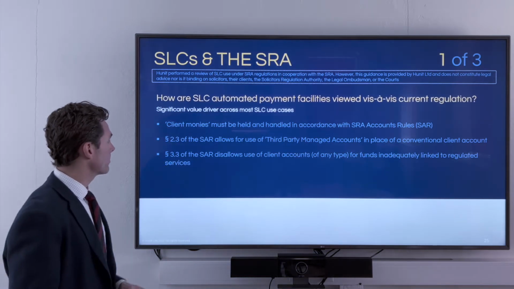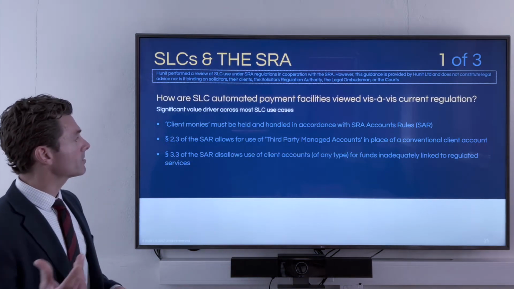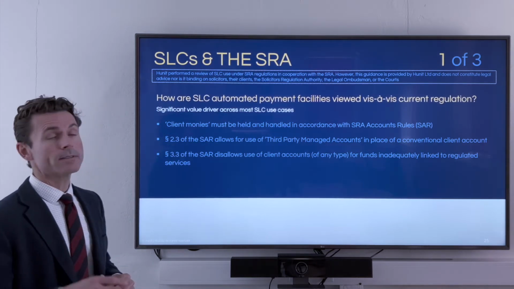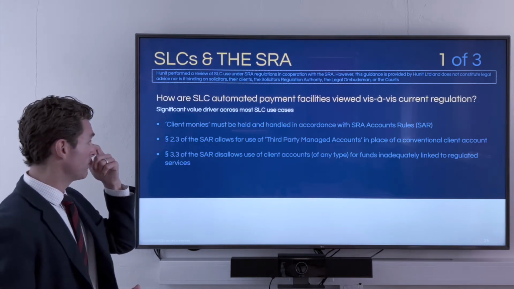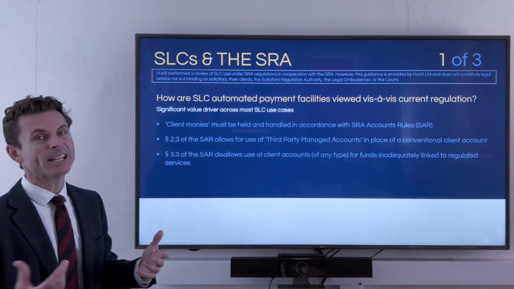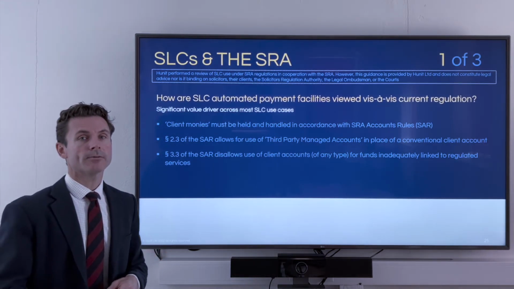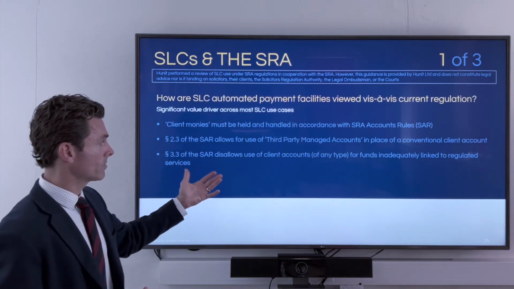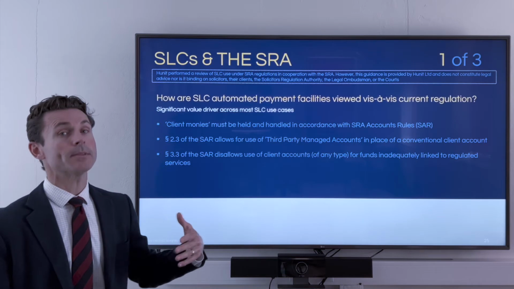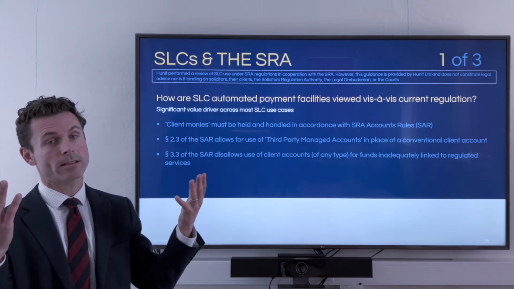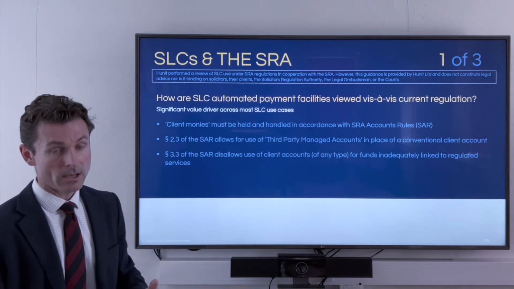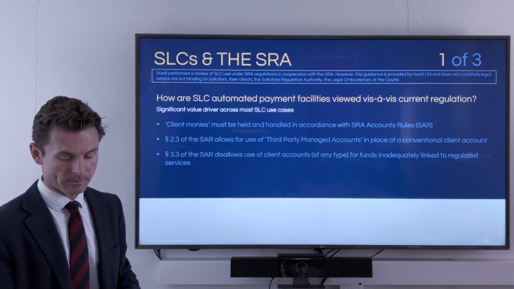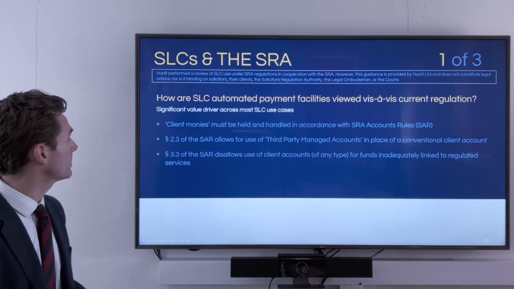Now, paragraph 3.3 of the SRA rules disallows use of client accounts of any type for funds that are inadequately linked to a regulated service. So even if there are many types of payments underneath a legal agreement that are related to regulated services, there are many types that are not. Right? So how does a smart legal contract bridge both of these sides safely, so that in either situation, a smart legal contract can provide payment-related services to its participants?